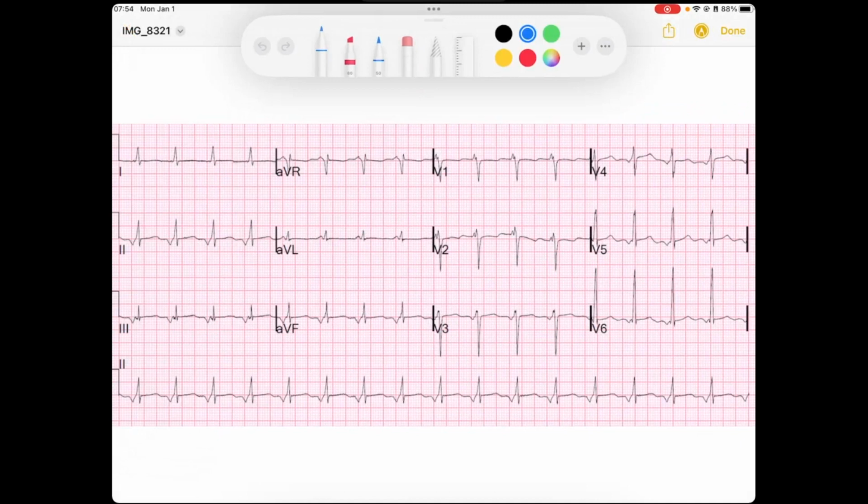So, first thing I do is I look at the overall rhythm here, and I see I've got these narrow QRSs that are marching along. They're occurring pretty normally in a regular rhythm. My rate is going to be 300, 150, 100 beats per minute. So we've got tachycardia. This is a narrow complex tachycardia.